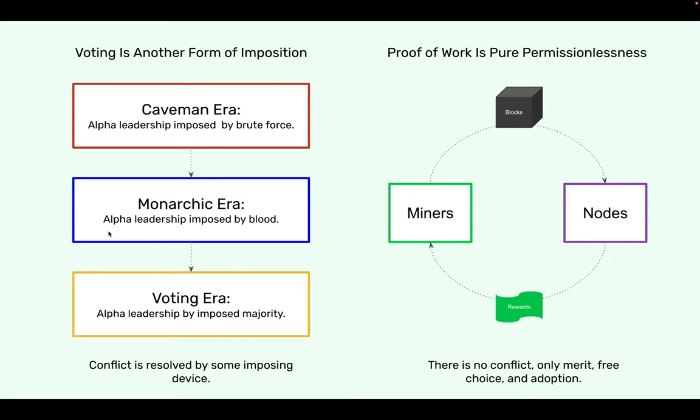In the monarchic era, then the alpha leadership is imposed by blood, but it is an imposition. And in the voting era, the alpha leadership is imposed by the majority. This is something that is important to understand. In the blockchain industry, there's pure permissionlessness. There's no conflict to resolve. There's only merit, free choice, and adoption.